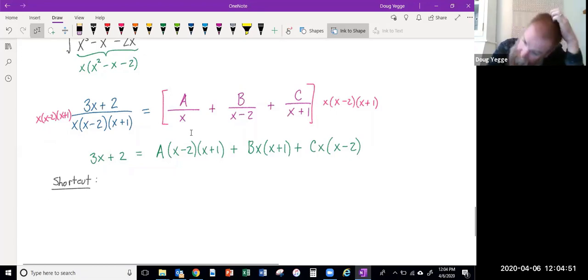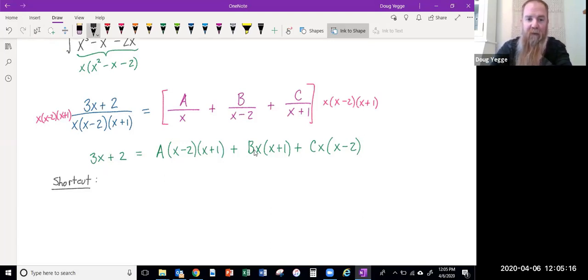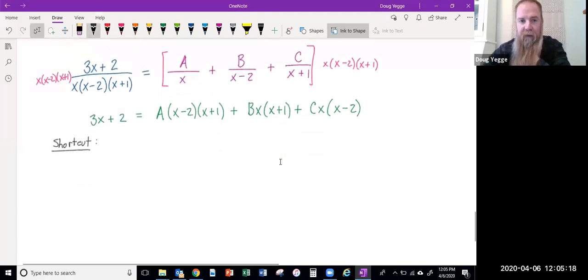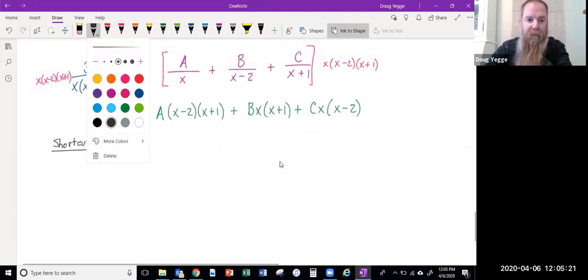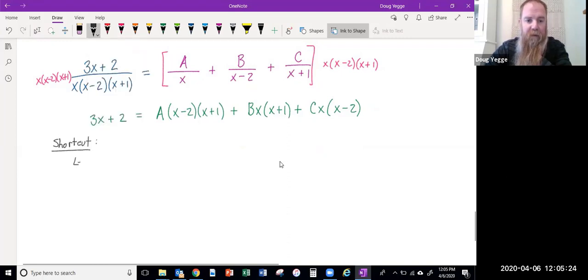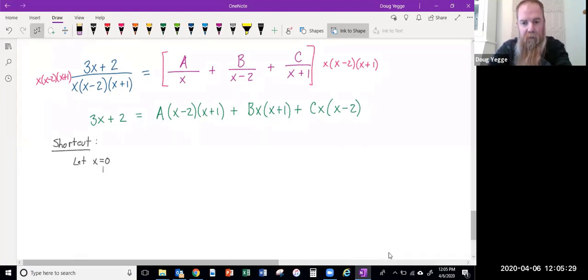So the way this works is that you're really just going to say, what would cause each of these factors to become 0? Well, I could see here that x minus 2 would be 0 if I plugged in x equals 2. And x plus 1 would be 0 if I plugged in negative 1. And x would be 0 if we plugged in x equals 0. So that's exactly what we're going to do. We're going to let x equal 0.